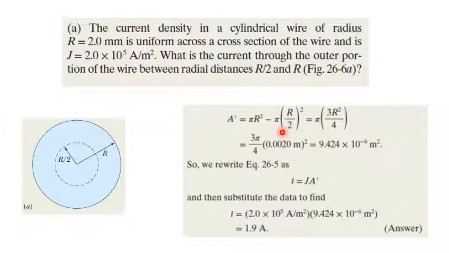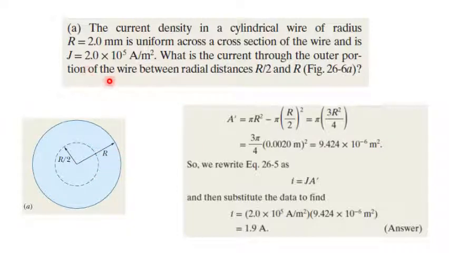Making some algebraic manipulation, we can obtain this area as pi multiplied by 3 over 4 R squared. And we can substitute the value of R to be 2 millimeters. So R is 0.002 meter in SI units. So in this case, A dash equals 9.424 multiplied by 10 to the power minus 6 meters squared. Now we have the area.